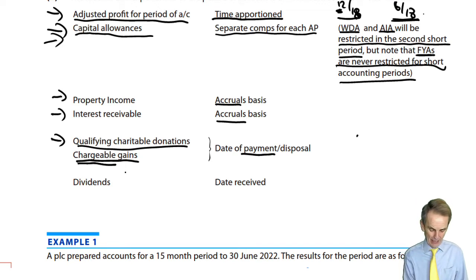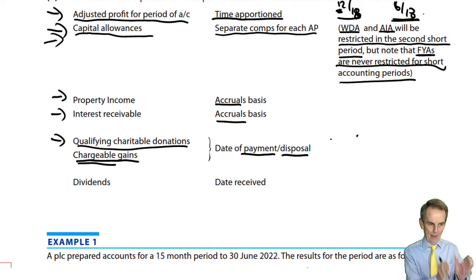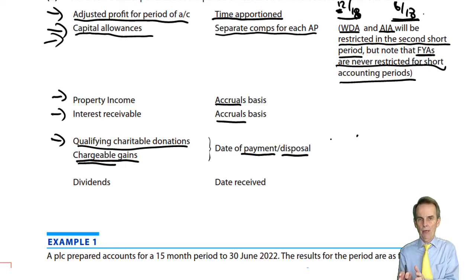With the chargeable gains, what was the date of disposal? What was disposed of in the 12-month period? The capital gains are allocated to that first accounting period. What was disposed of in that second accounting period, that 6-month period? We allocate those disposals and any capital gains that arose thereon to that period.